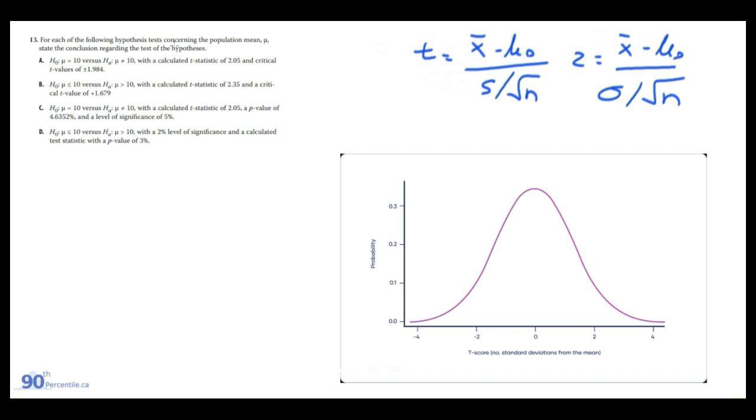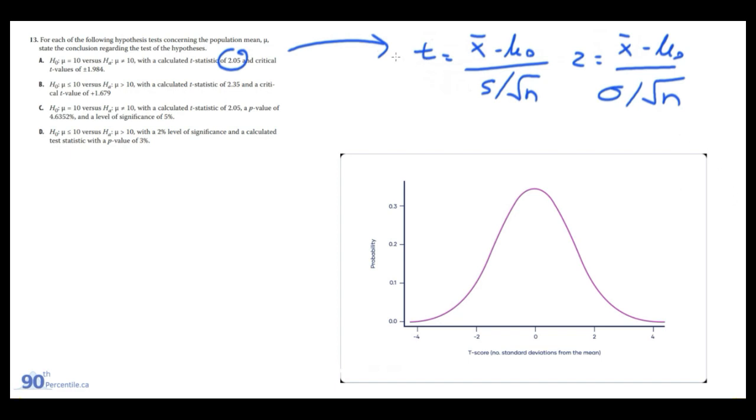So for each of the following hypothesis tests concerning the population mean mu, state the conclusion regarding the test of the hypotheses. So for A, the null hypothesis is that the mean is equal to 10 versus the alternative that it's not equal to 10, with a calculated t statistic of 2.05 and critical t-values, because it's two-sided, of 1.984. This 2.05 is already given to us, but normally we would have to calculate the t-statistic by taking the sample mean, subtracting the hypothesized mean, which is 10 in this case, and dividing it by the sample standard deviation divided by the square root of n.